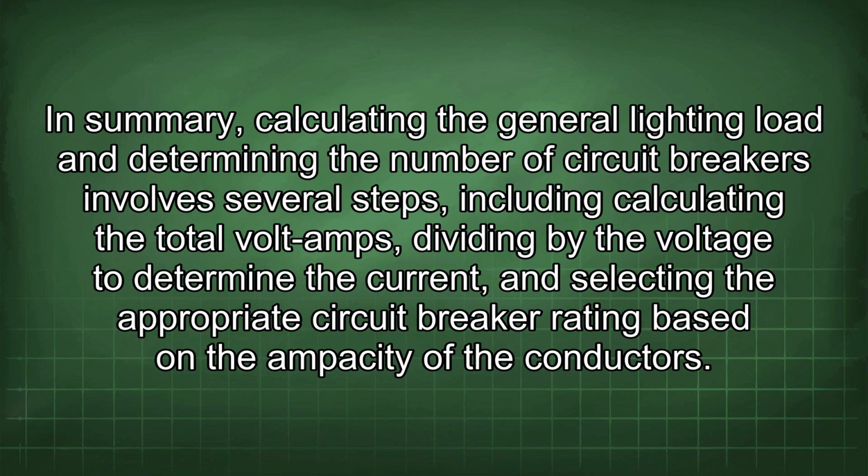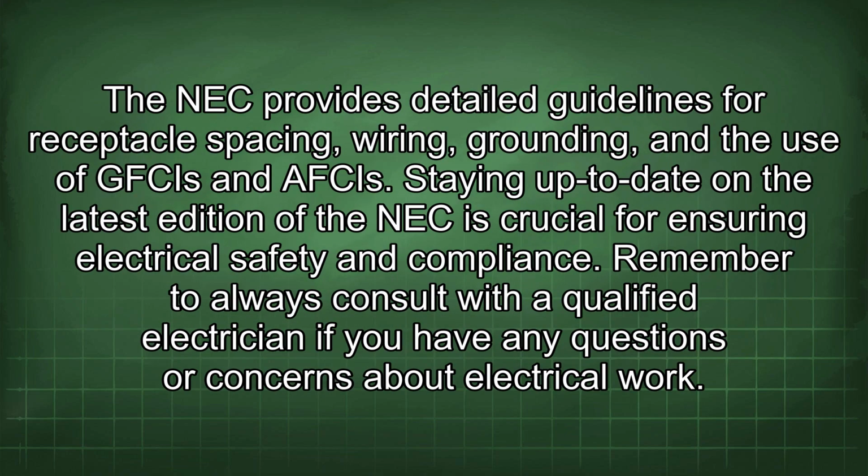In summary, calculating the general lighting load and determining the number of circuit breakers involves several steps, including calculating the total volt-amps, dividing by the voltage to determine the current, and selecting the appropriate circuit breaker rating based on the ampacity of the conductors. The NEC provides detailed guidelines for receptacle spacing, wiring, grounding, and the use of GFCIs and AFCIs.